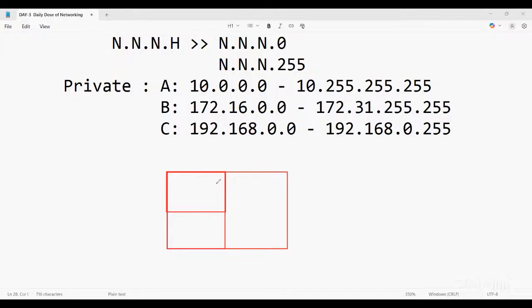So what will happen when you have subdivided the network into 2 equal parts? It was giving you /25. And here also it was /25 vertically because you divided the network first into 2 parts. Now focus on this part only. You divided this network into further 2 parts. Now this part is /26 and this is also /26.